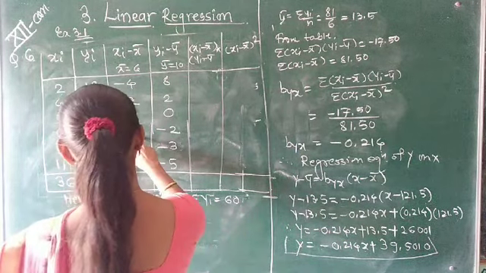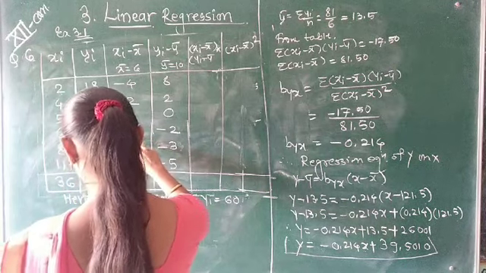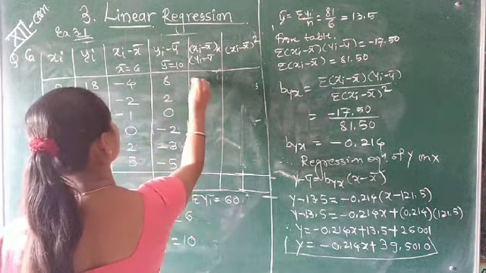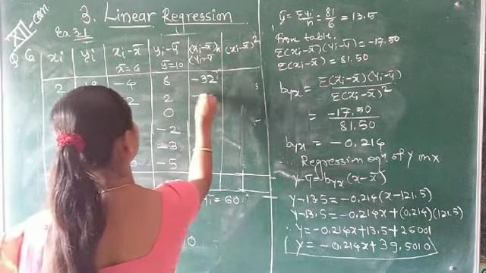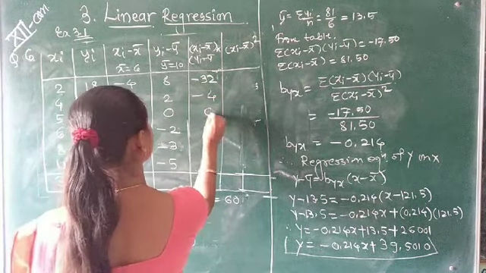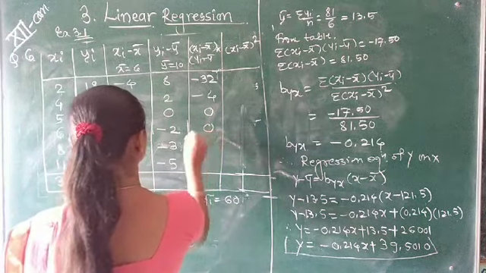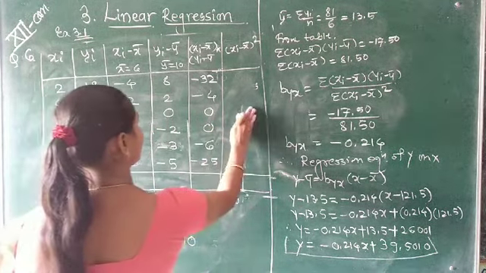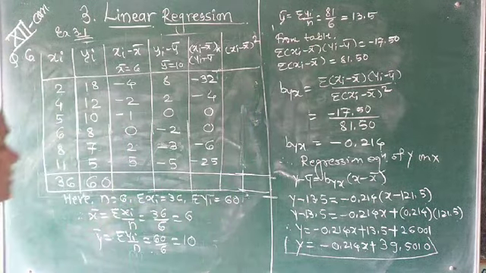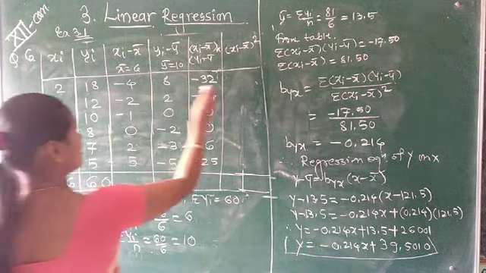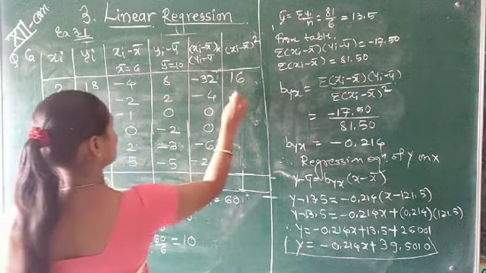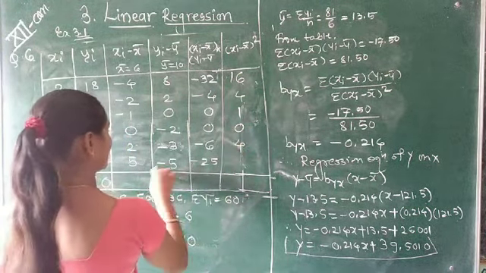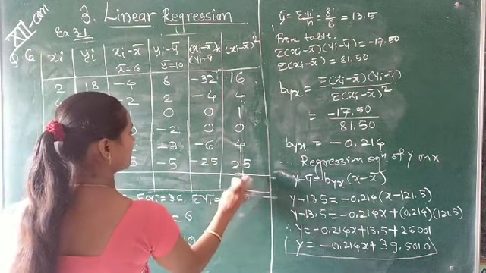It is 0 and here, now take the product, minus 32. Here minus 4, minus 1 into 0 is 0, 0 into minus 2 is 0, 2 threes are minus 6, and 5 times minus 5 is minus 25. And next take the square of xi minus x bar: minus 4 square is 16, 2 square is 4, 1 square is 1, 0, 2 square again 4, and 5 square is 25.